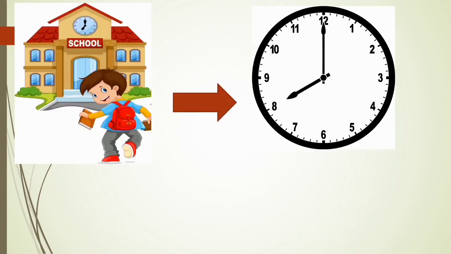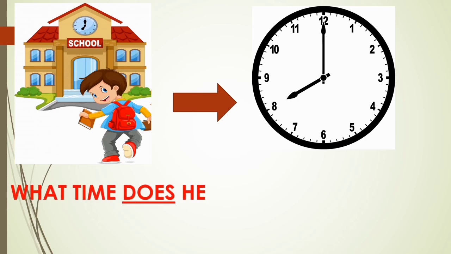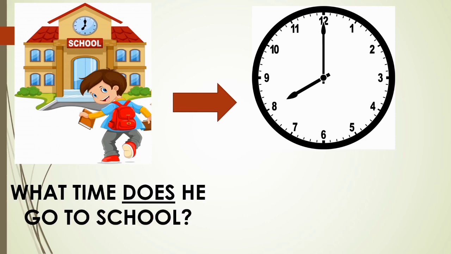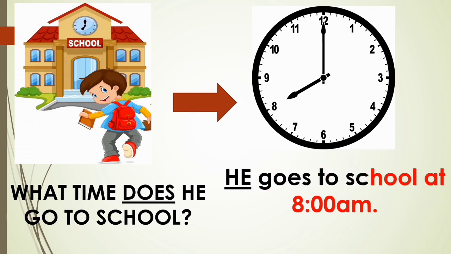Okay. Another example. Look at the picture. It's a boy going to school and a clock. Same process. What time does he go to school? That's for third person. Okay, look at the picture. What time is it? He goes to school at 8 a.m. He is the third person. Instead of go, we use goes for third person. Okay, understand? Okay, very good. Is it easy? Very easy.